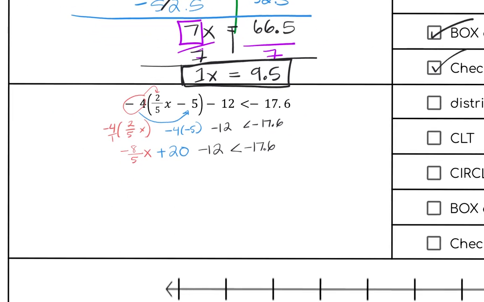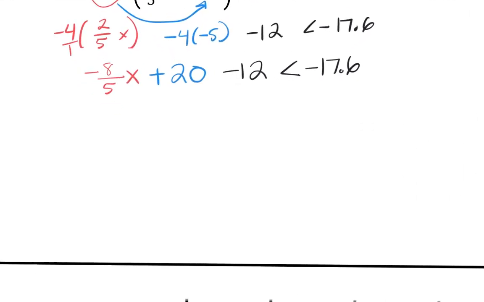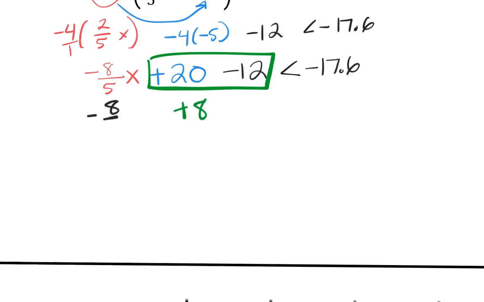So I took care of the parentheses by distributing. Now I need to combine like terms. 20 minus 12, those two are like terms. They're both constants, numbers on their own. 20 minus 12 is positive 8. So anything that didn't have a like term, I'm just going to leave alone.